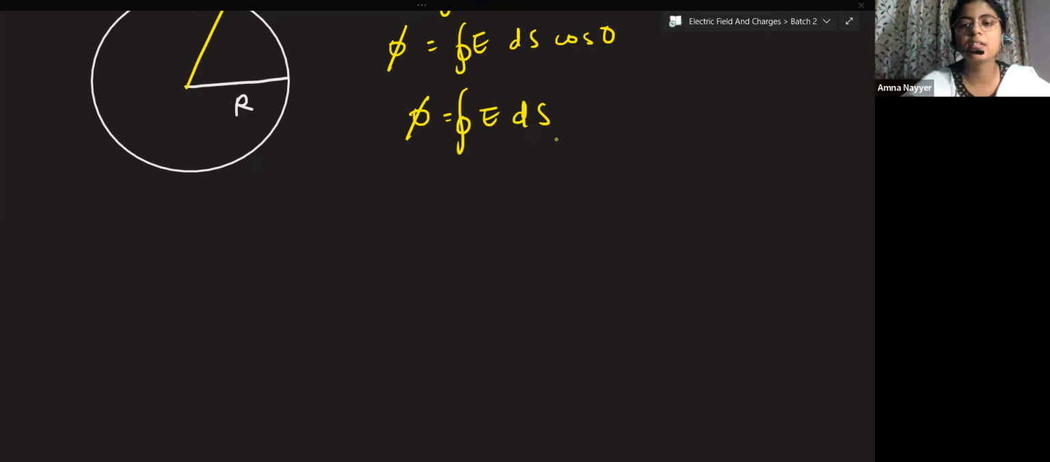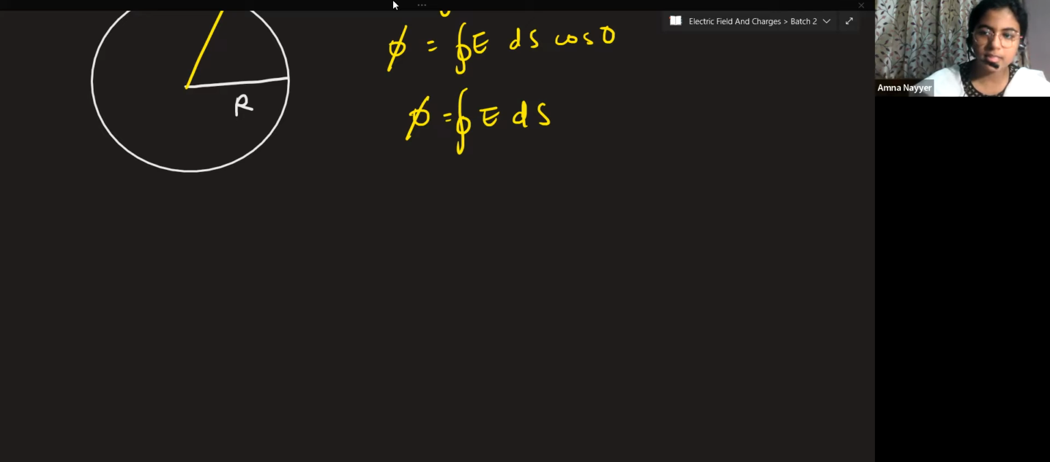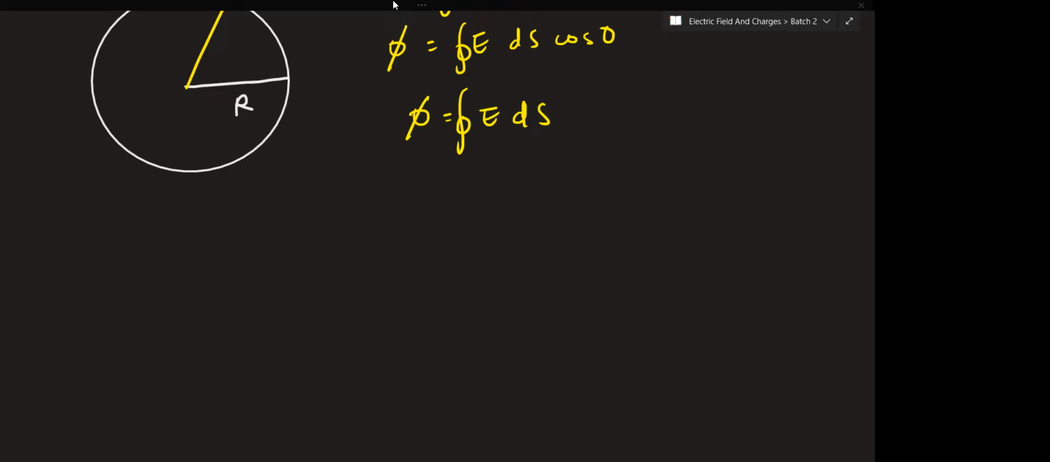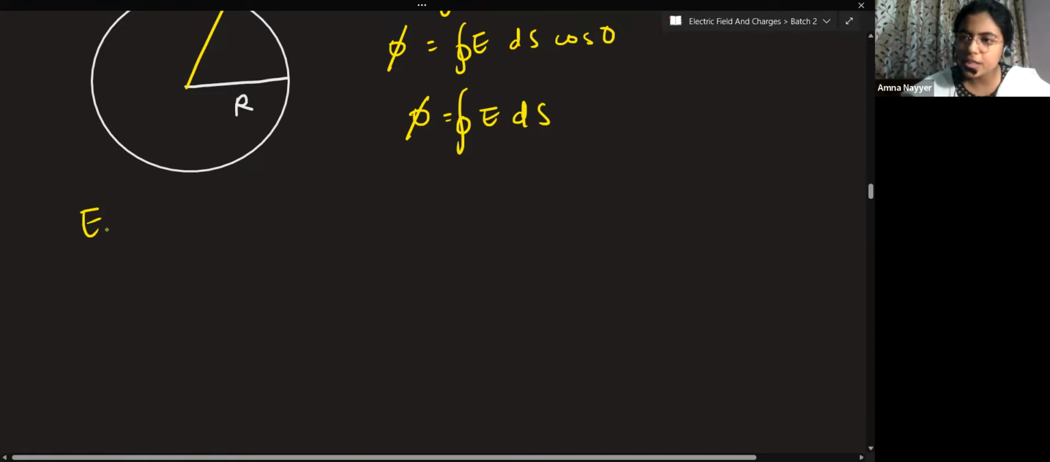Electric field for a point charge that we have calculated. E equals Q by 4 pi epsilon naught r square. Correct. Absolutely correct. Yes, Krishna and Akifa were also right. They have also answered. Electric field is what? Electric field for a point charge or a sphere.